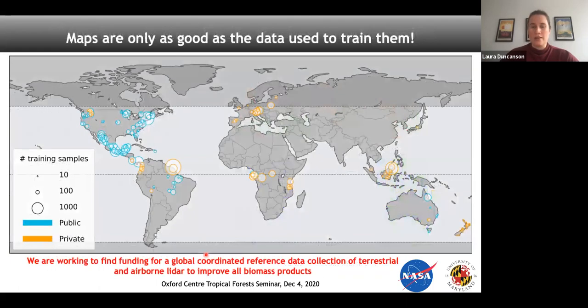So this is where we really need some independent assessment of any biomass product that comes online, because the maps are only really as good as the data used to train them. We also need independent data that we can use to validate any map that comes online, so that we can sort out which are the really high quality products for our particular application, and which products are maybe better suited elsewhere or have some fundamental issues with them. So we're working as a biomass community to try and find some funding to do independent reference data for any map that comes online.